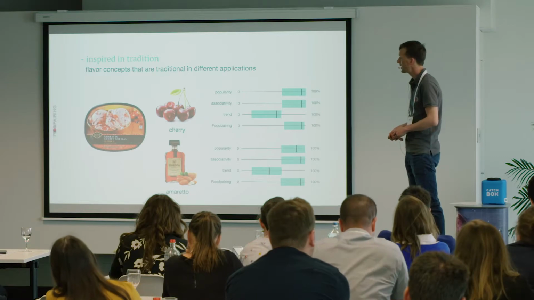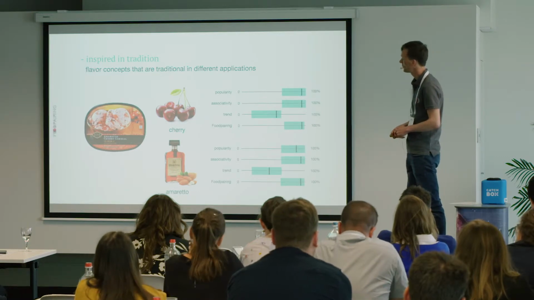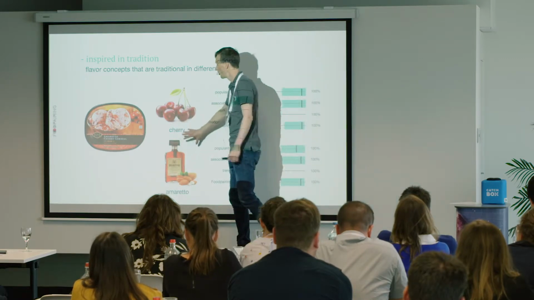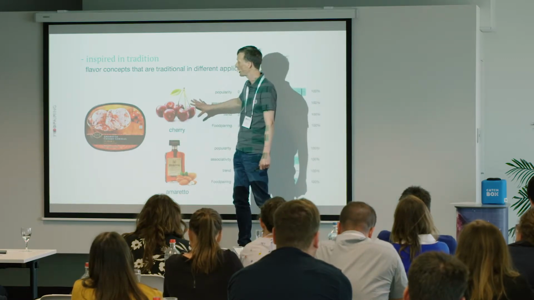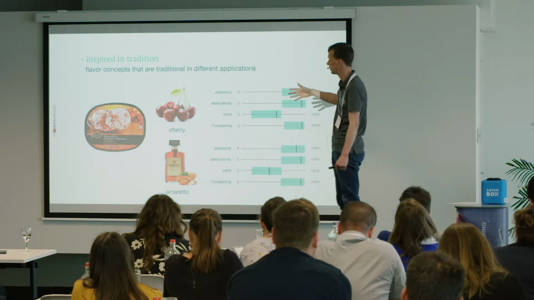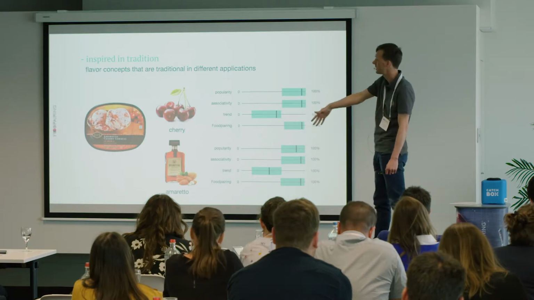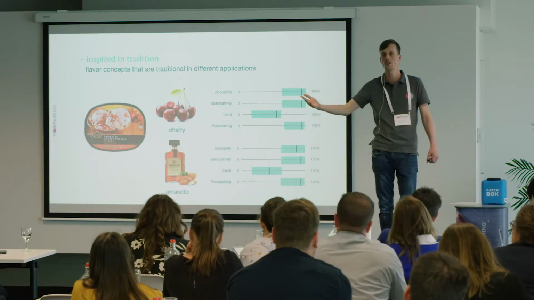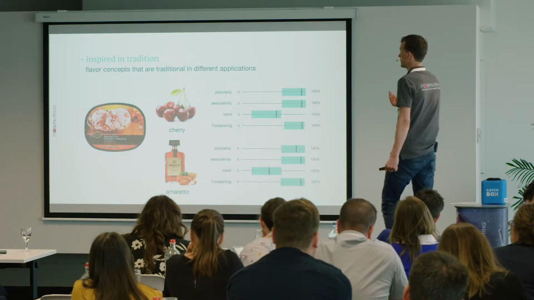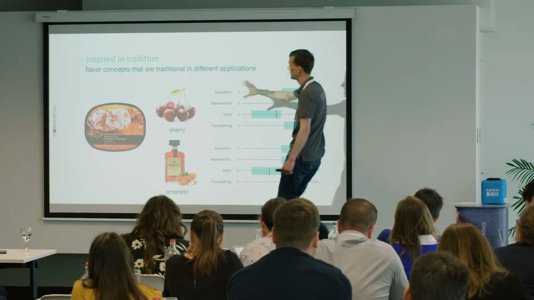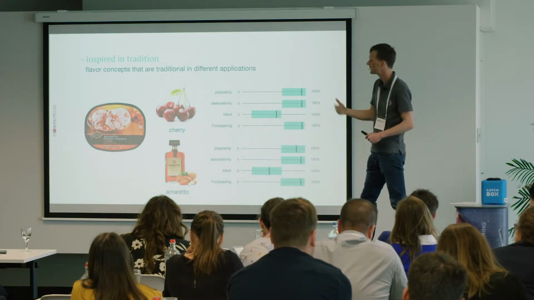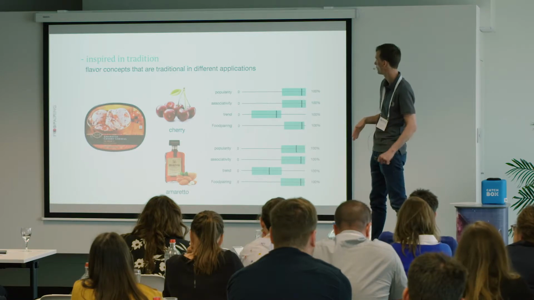So, inspired in tradition, what does that mean? Inspired in tradition will take existing combinations from another category and apply it into your category where it was never applied before. So, for example, amaretto and cherry, it's a known combination within cocktails. But in ice cream, it was not known. So by applying this combination into ice cream is one possibility to add innovative line extension to your product.